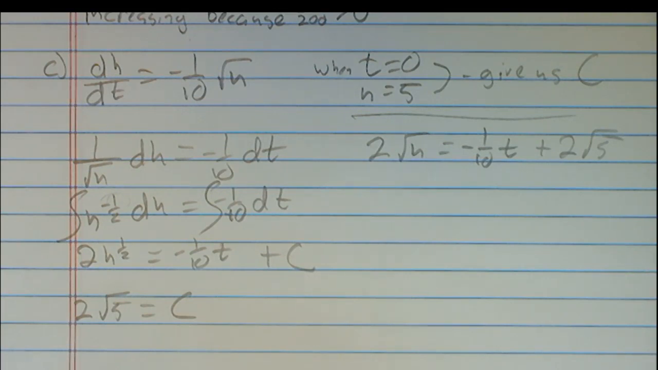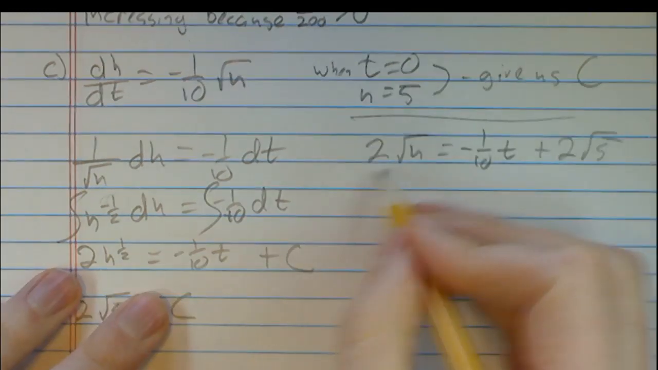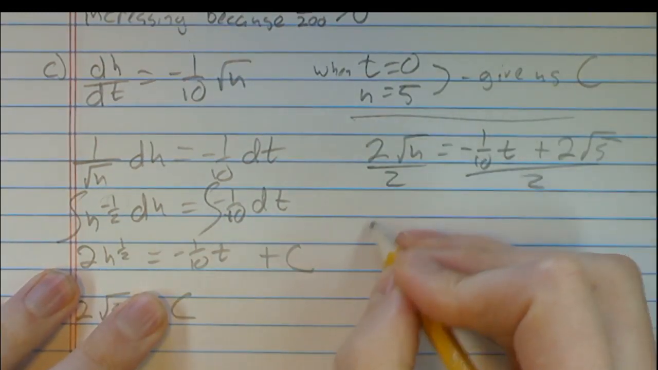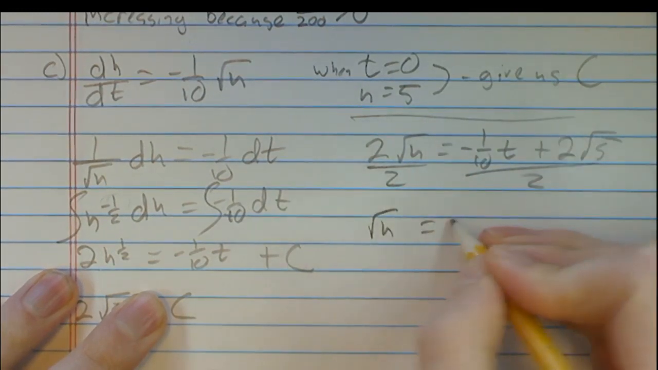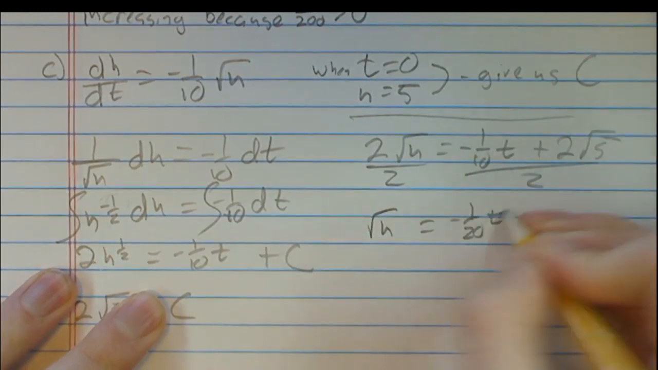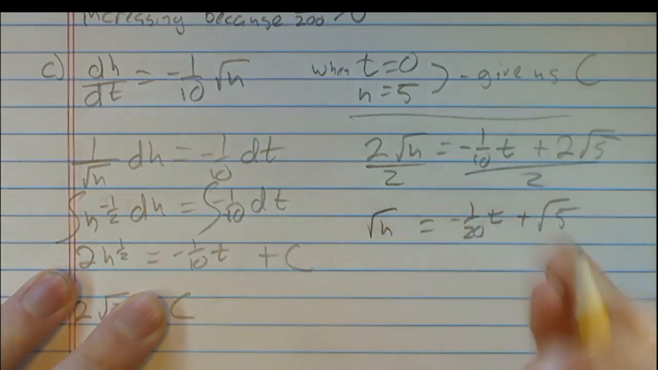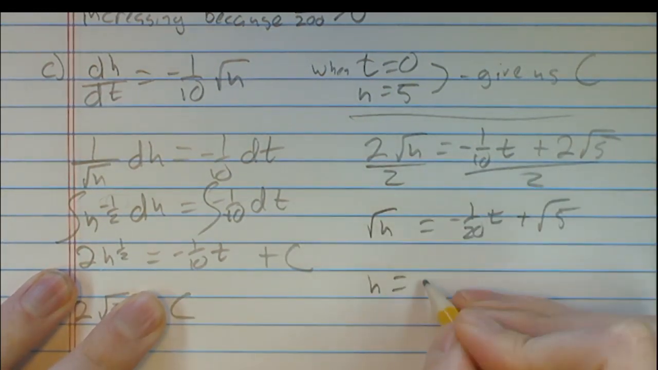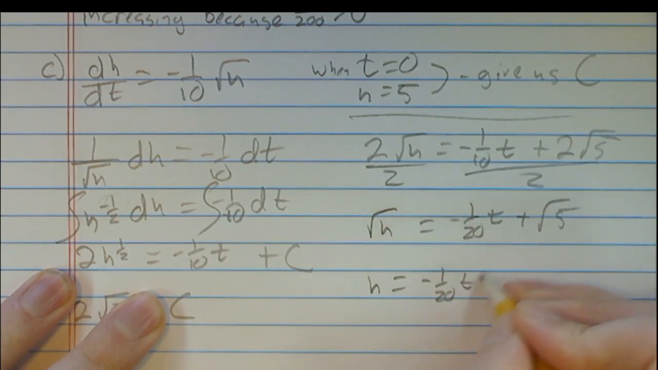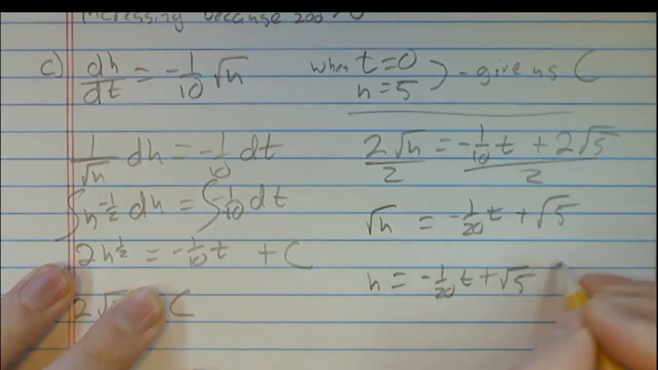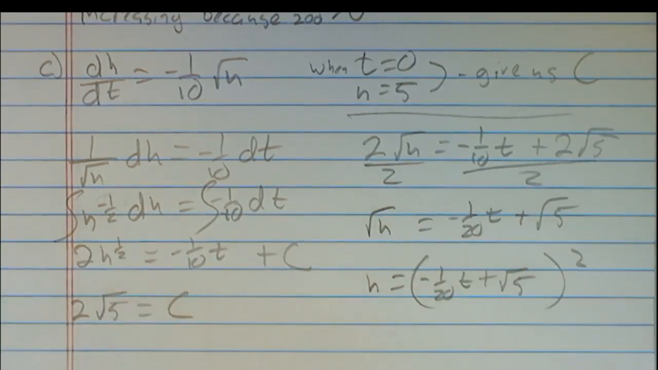We want to find this in terms of t, so solve for h, essentially. Divide by 2 and square everything. Square root of h is negative 1/20 t plus square root of 5. Square everything. h is negative 1/20 t plus square root of 5, squared. And you could distribute and do all that stuff, but this is fine.